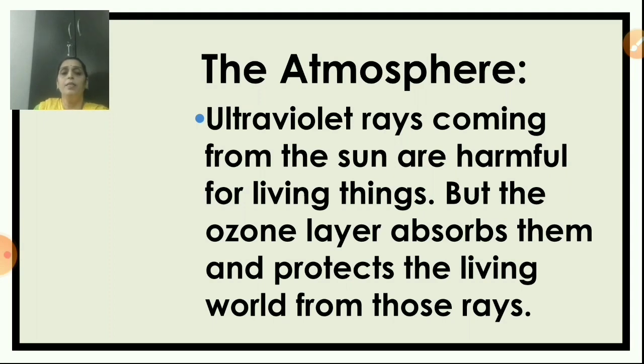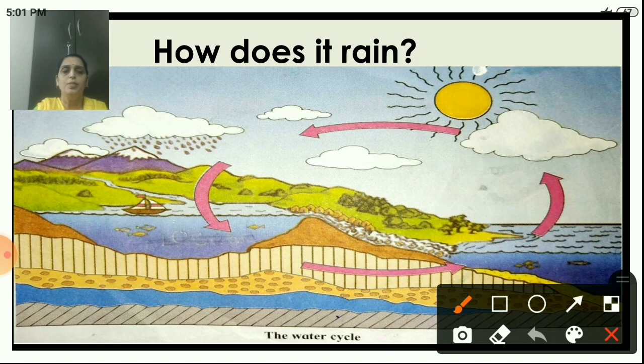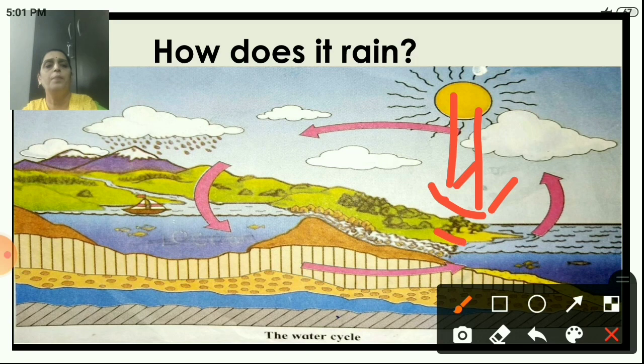Okay. Now the next. How does it rain? This is the picture of the water cycle. Okay, students. See, water on the Earth evaporates continuously due to the heat of the sun. So, because of this heat of the sun, what happens? Water on the Earth evaporates continuously due to the heat of the sun.